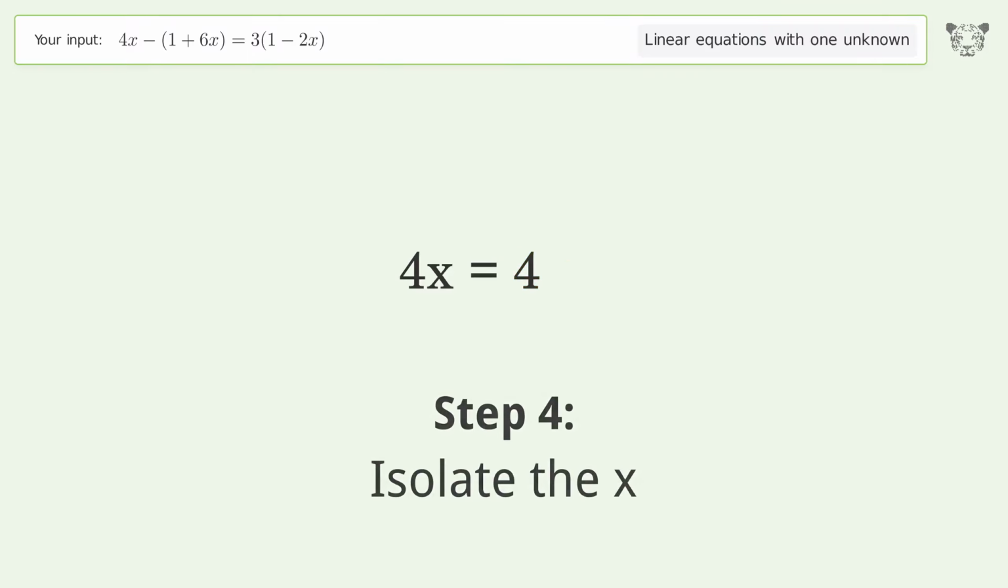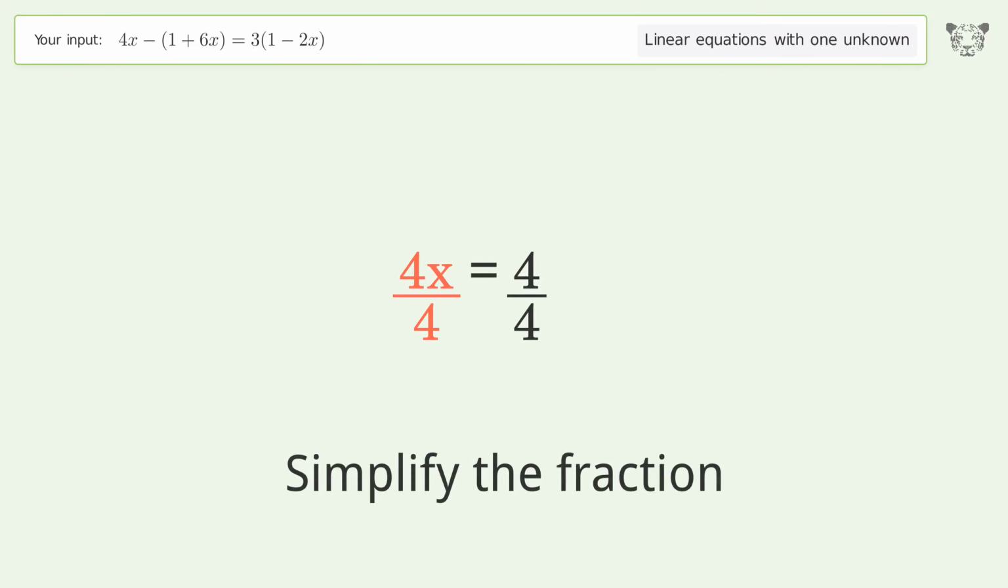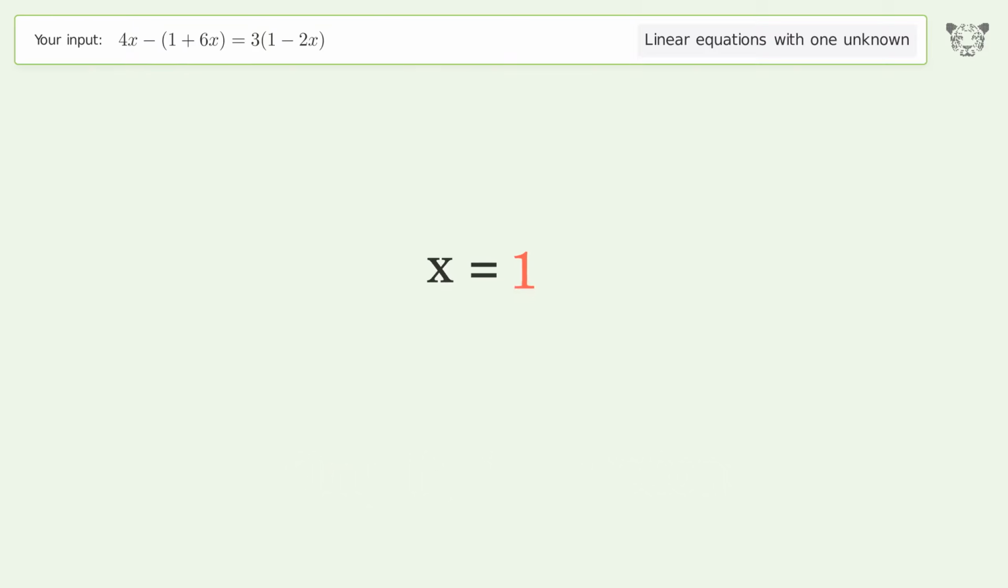Isolate the x. Divide both sides by 4. Simplify the fraction. And so the final result is x equals 1.